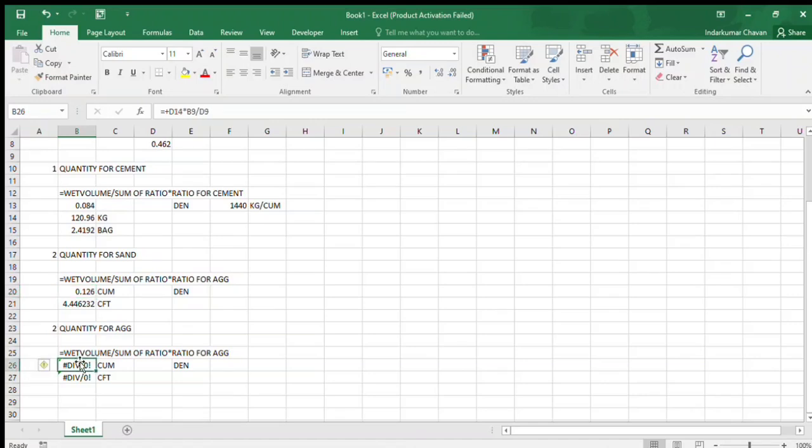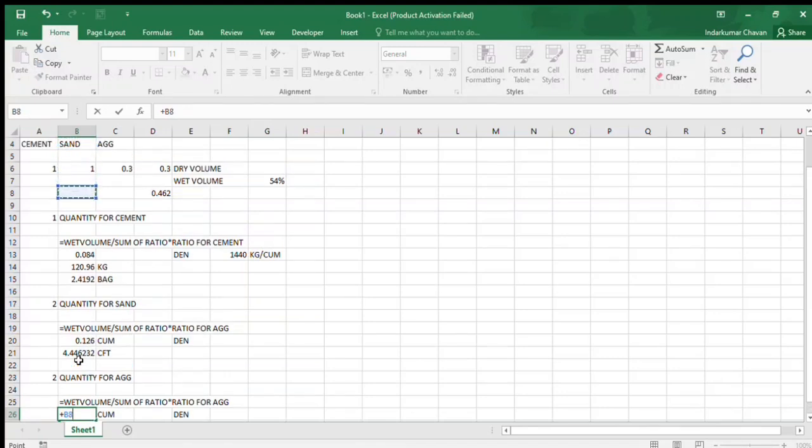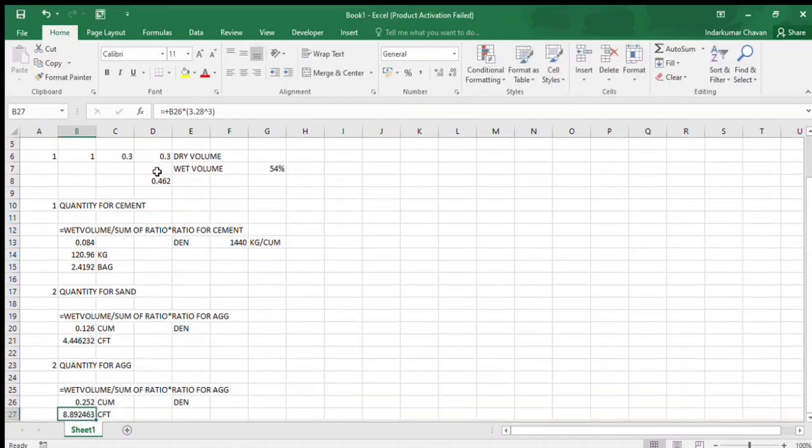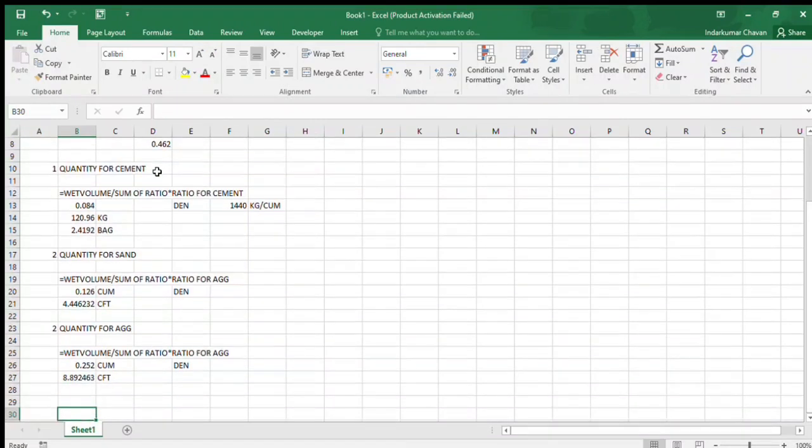So here is also the same procedure to calculate the aggregate. Plus my weight volume, right? Weight volume multiplied by the ratio for aggregate and divided by the sum of ratio, that is my 5.5. So I will get 8.89 cubic meter, right?